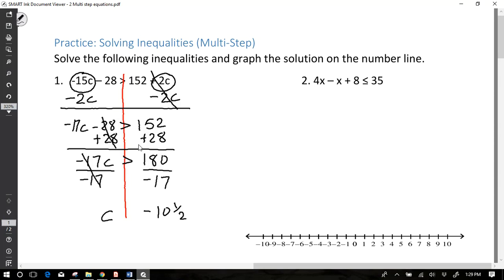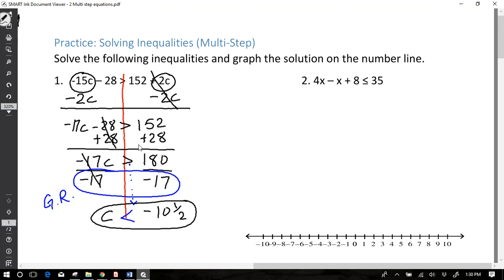Now, because this is an inequality, the very last step says look for the golden rule or for flip-flop. So the first thing I'm going to do is look for the golden rule, which is right here in my very last step. Okay, I divided by a negative number, which means that when I bring down this inequality, I need to flip it over. Okay, now I can look for flip-flop, and I see that the c variable is already on the left-hand side, so I'm okay. So just a golden rule there.